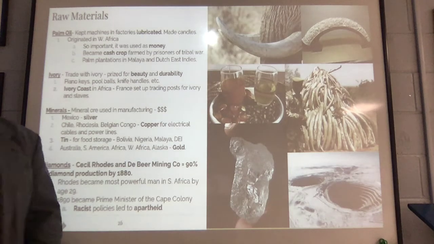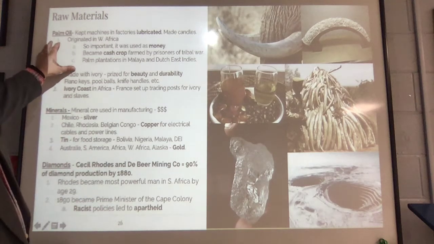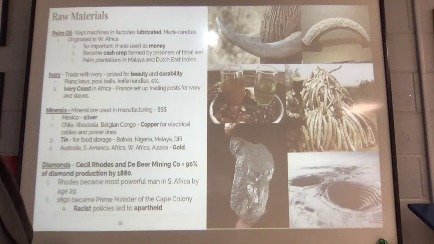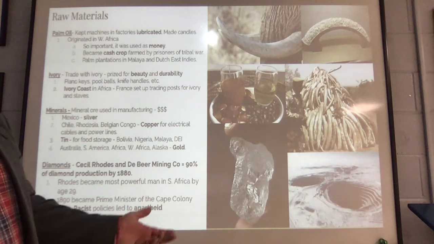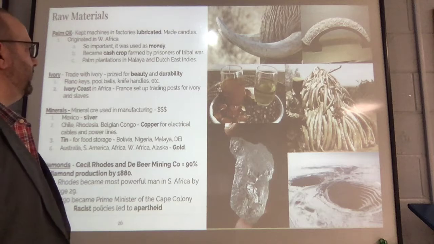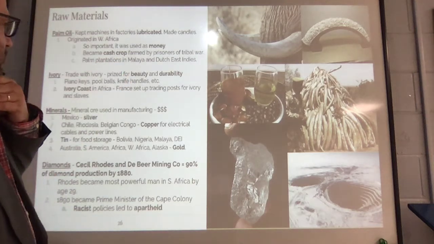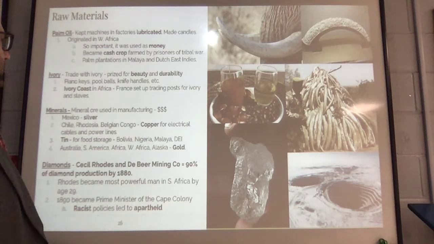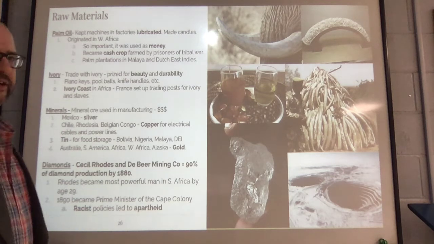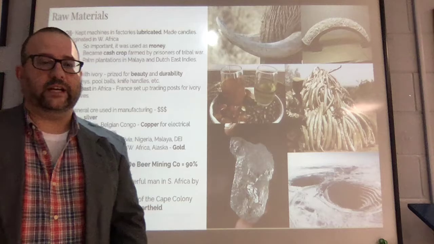Palm oil, which keeps machines in factories lubricated. Candles. This originates in West Africa. It's so important that it was actually used as currency. It was used as a form of monetary exchange, as money. So that means it's a cash crop and farmed by prisoners of tribal war. You see palm plantations in Malaya and in Indonesia, or what was then known as the Dutch East Indies.